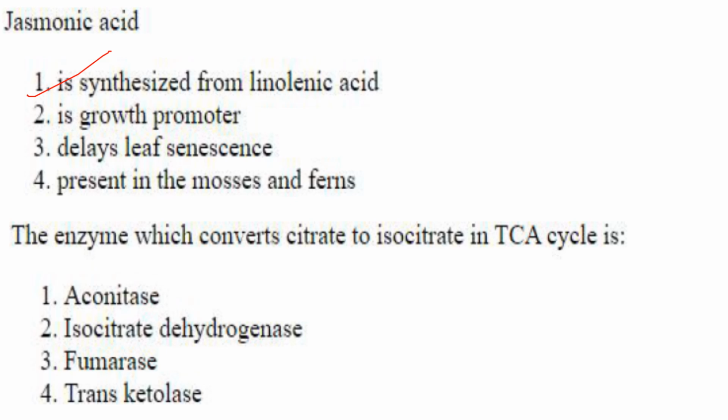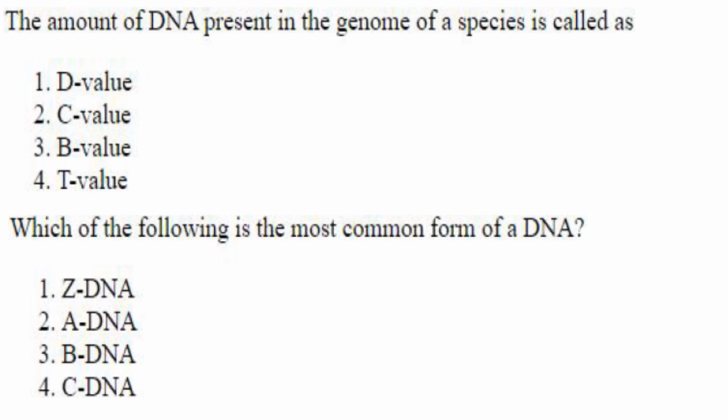The next one: the enzyme which converts citrate to isocitrate in the TCA cycle is aconitase. Answer is option 1. The amount of DNA present in the genome of a species is called its C-value. Which of the following is the most common form of DNA? It is B-DNA. All these are direct questions, that's why I am not explaining much.